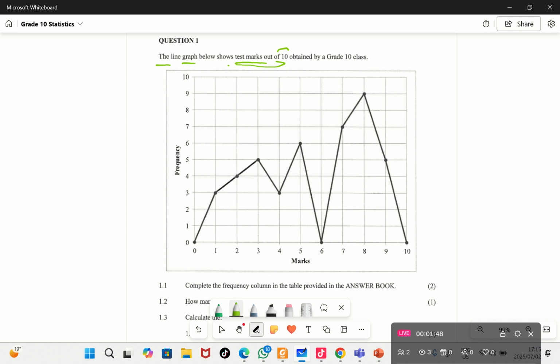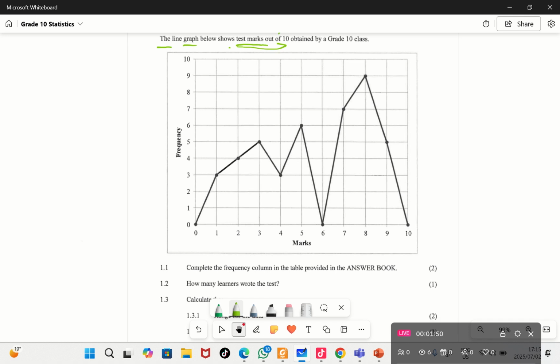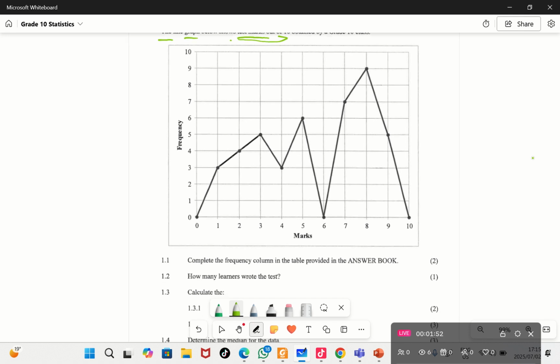Now let us look at the line graph and really understand what's going on. On the x-axis, you've got the marks. On the y-axis, we've got the frequency. Frequency is how often something happens. So if you go to church once a week, we say that your frequency to church per week is 1. If you go to church twice a week, we say that your frequency to church is 2. That's frequency. It's how often something happens.